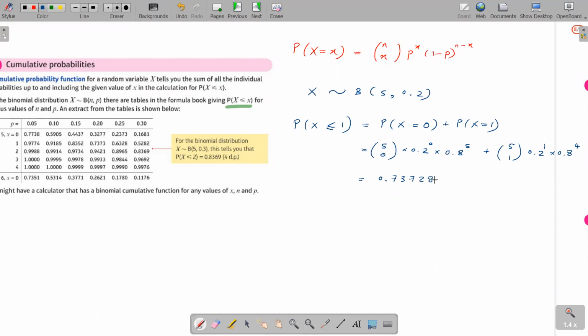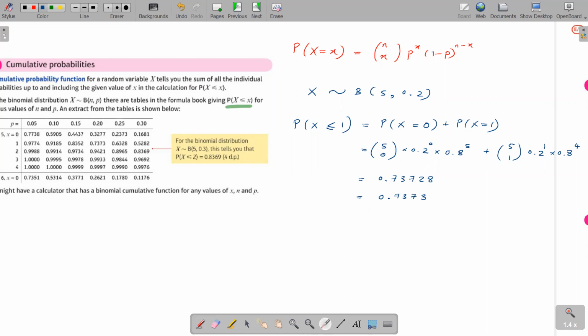Okay, 0.73728. So this is the answer you get when you work on it manually. If you correct it to 4dp, it's 0.7373. Guys, do you agree? If I make it correct to 4dp, it's 0.7373. Okay, now look. Shall we try to find the same answer by using this table?